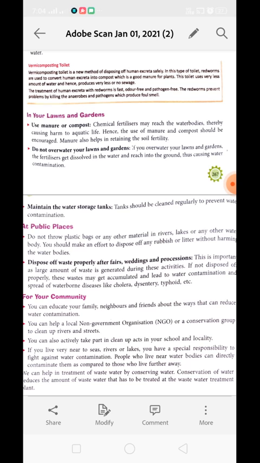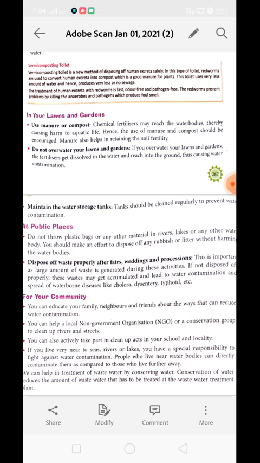Okay, next is, do not overwater your lawn or garden. Plants need food. Okay, and for making food they need water. Understood? But water they need in limited amount. They don't need extra amount of water. If you overwater your lawn or garden, the fertilizer will get dissolved in it and they will reach the ground, thus causing water contamination. Right? Water contamination will take place, and of course this water will be drunk by us later on when we extract it from the underground sources, right? And then it may result into disease.